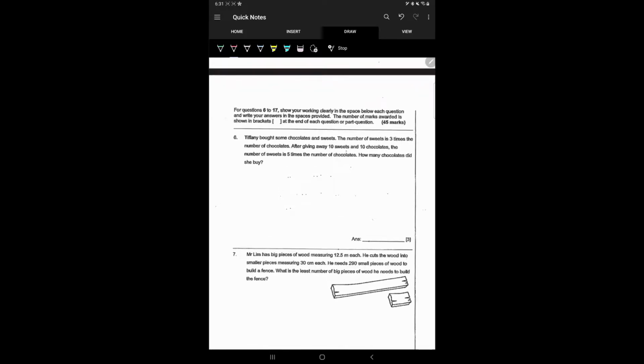So we know that the number of sweets originally is 3 times the number of chocolates. So we shall represent it like this, 3x over x. After she gives away 10 sweets and 10 chocolates, which is minus 10 and minus 10 over here, the number of sweets is 5 times the number of chocolates. So this is equals to 5.